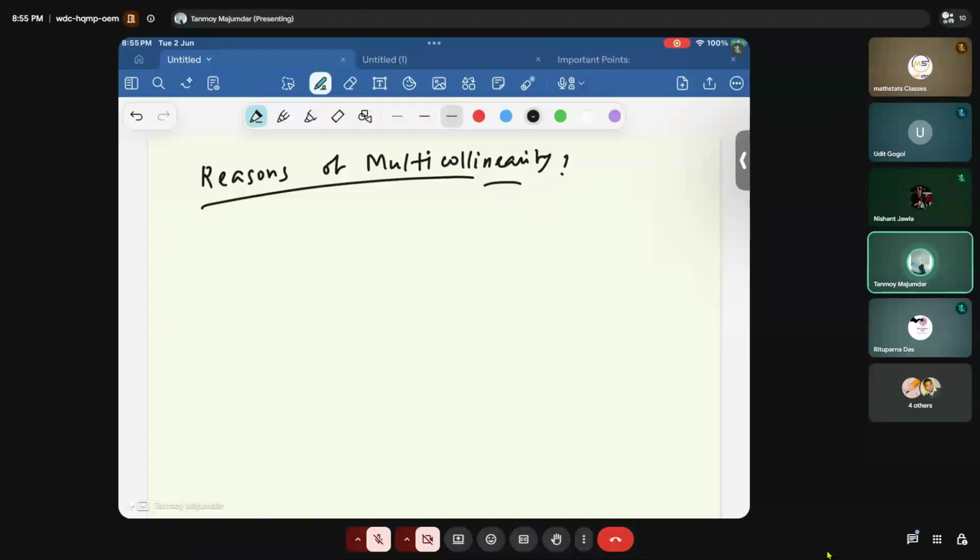We are not going deeper into this. Let us discuss a little more how we detect multicollinearity. So suppose we have a model like y equals beta 1 x1 plus beta 2 x2 plus epsilon.